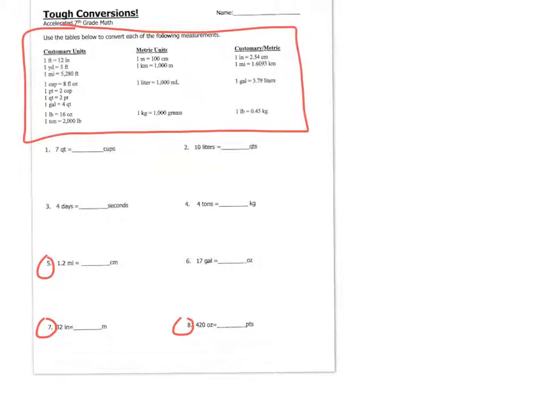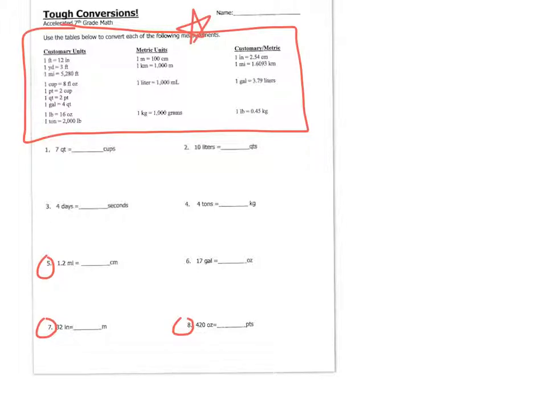Unfortunately, due to the app that I'm using here, this chart at the top will not be in front of us for every single problem. So you might want to have out your Tough Conversions assignment as a reference for this. So let's take a look at example number 7 first.